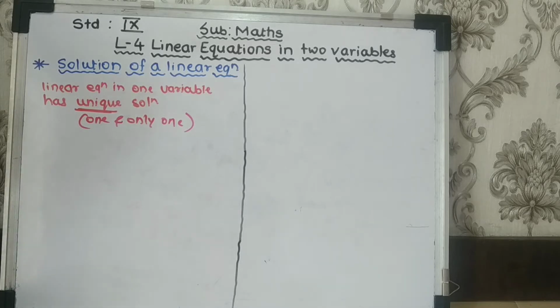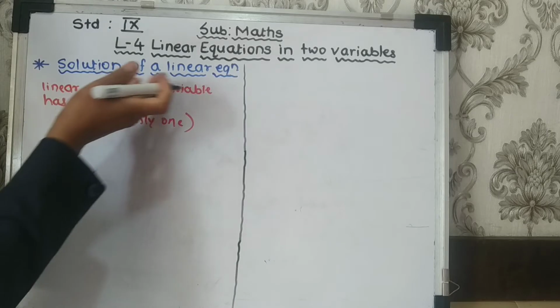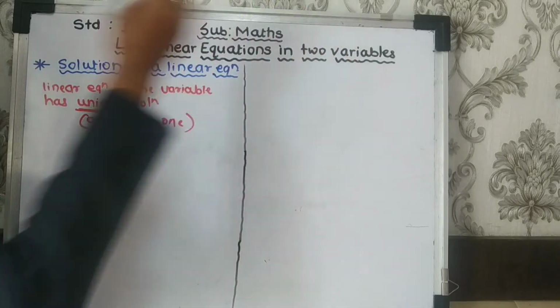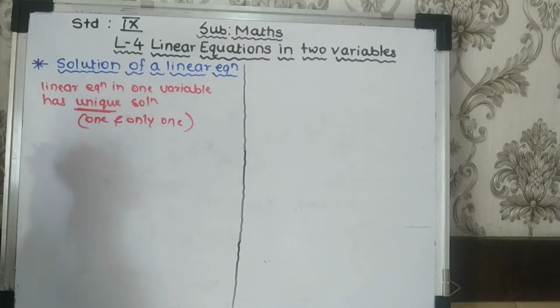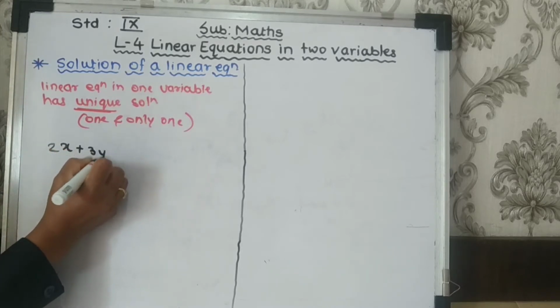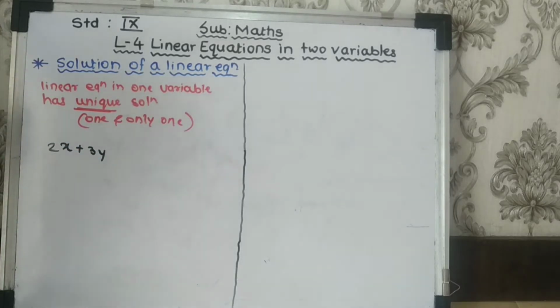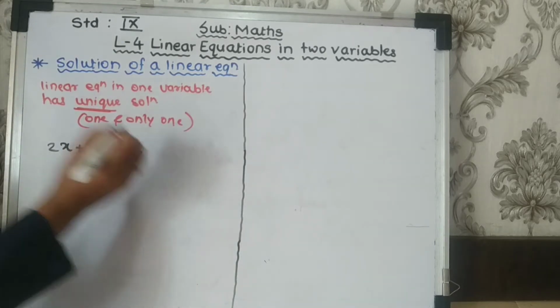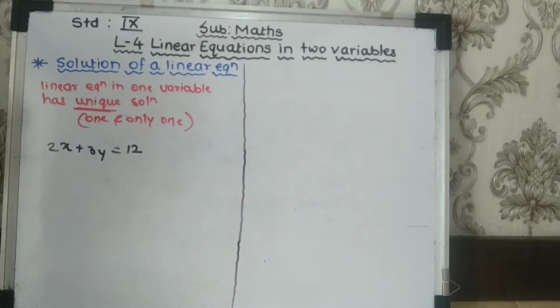So let us consider one equation. Let us find out how many solutions we get for the two variables. So we have here 2x plus 3y equals 12. This is an equation I have taken over here. So let us see how many solutions it gives.